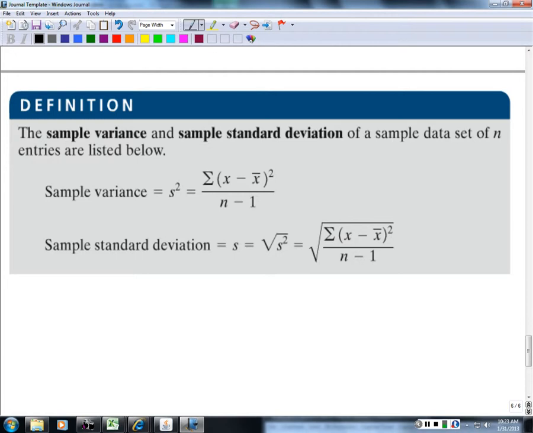And that's the main difference. Okay? The whole process is exactly the same as what we did for the population variance and the population standard deviation, except instead of dividing by n, we divide by n minus 1. Okay?